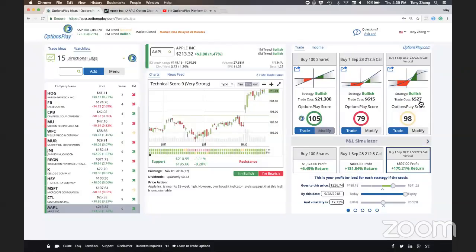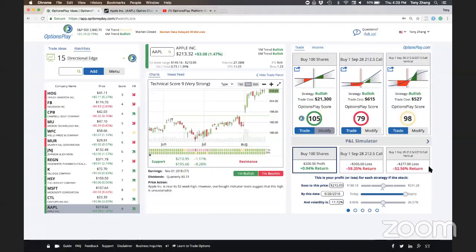So let's actually compare these strategies and see how they actually compare. And that's really where the P&L simulator comes into play. So let's say you think the stock, which is at 213 right now, is going to go up to, let's say, 215. So you think it's just going to move modestly higher. As you can see, only the stock will give you any return, only 1% return if the stock goes to 215. But if you bought a call option or if you bought a vertical, you'd actually lose money.